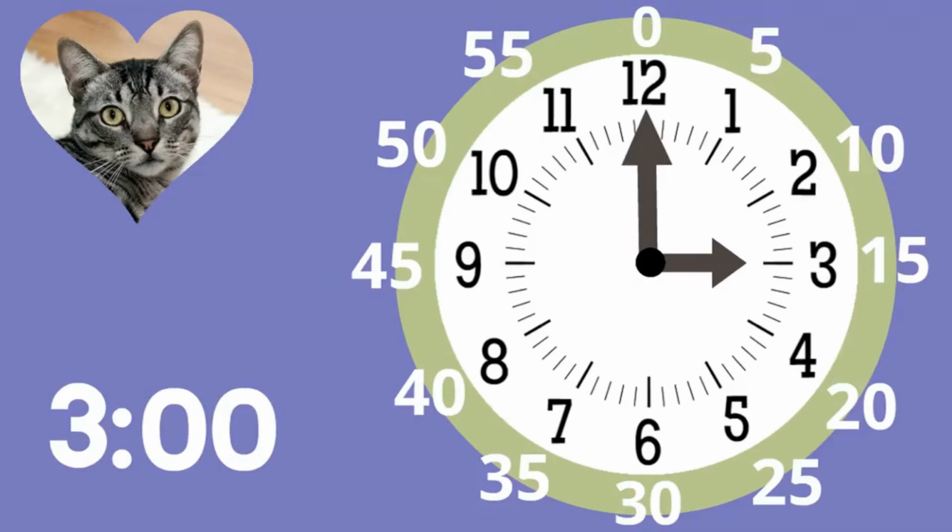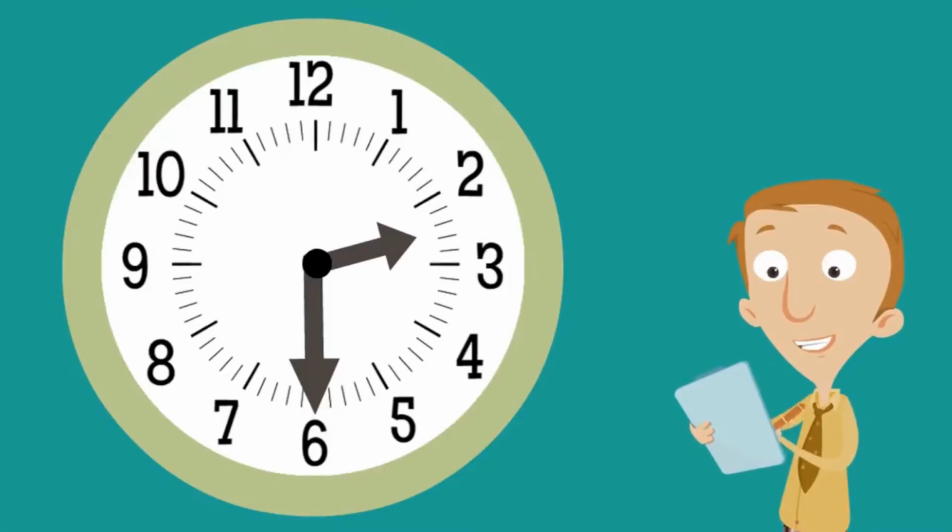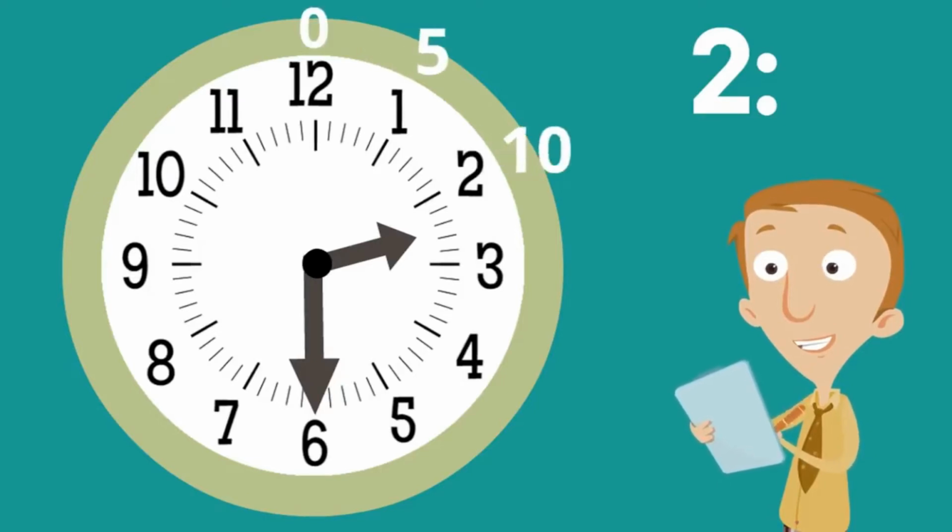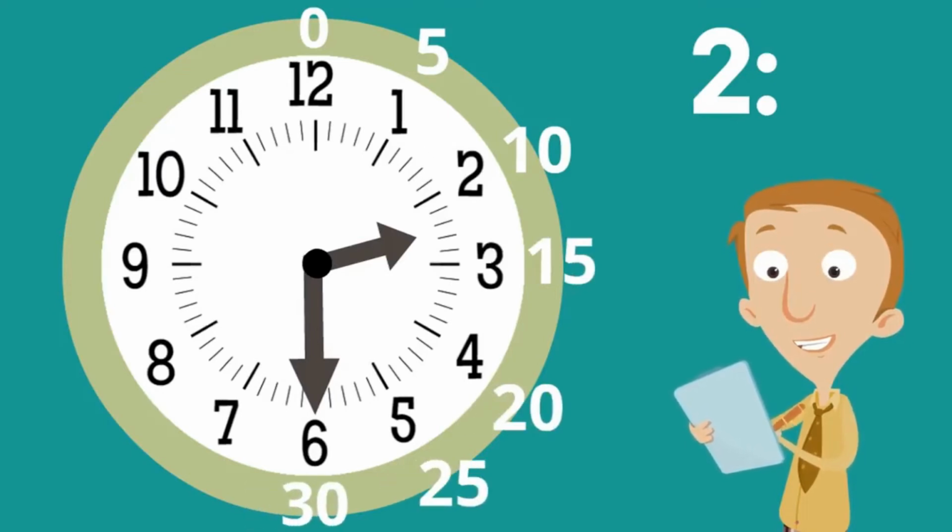Great job children. Let us take another clock and find out the time. You may see that our hour hand is pointing towards 2, which means it is 2 o'clock something. Now let us find the minutes. We'll start from 12. 12 means 0, 1 is 5, 2 is 10, 3 is 15, 4 is 20, 5 is 25, 6 is 30. So the time is 2:30.